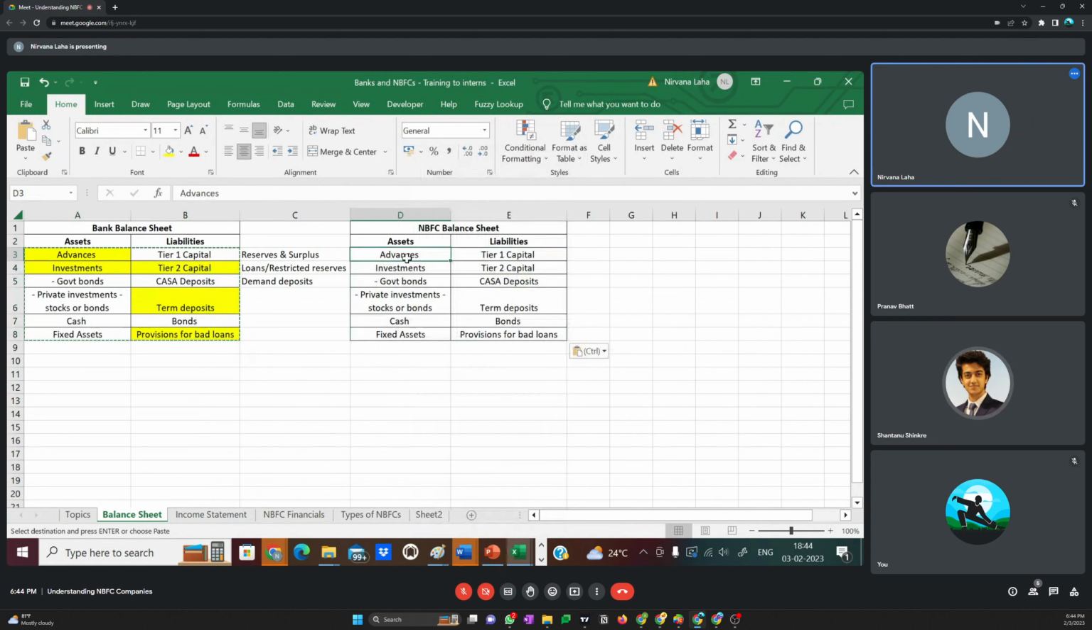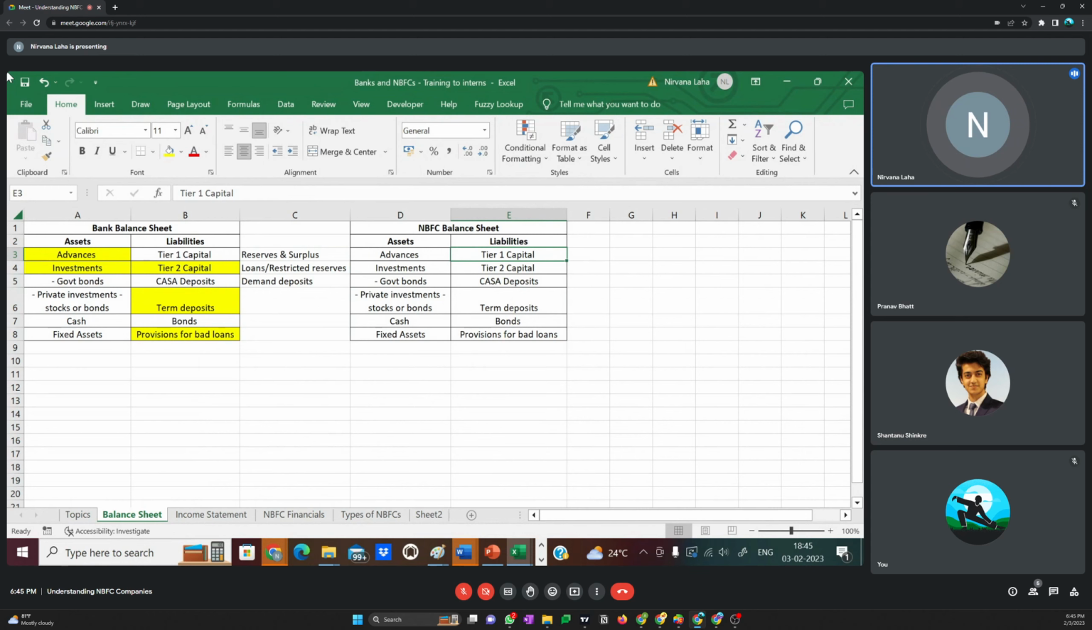So the only difference, what is the full form of NBFC? NBFC is a non-banking financial corporation. So it does not do banking, but it is created for the purpose of doing financial transactions, which is primarily giving out loans. So NBFCs also give out loans. The only difference is they are not banks.